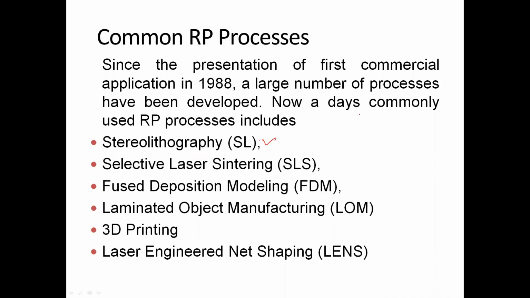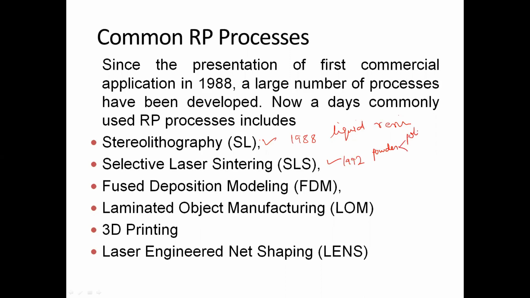This was the first process that was commercialized with respect to rapid prototyping, and it was commercialized in around 1988. And it uses a liquid resin. The second process is selective laser sintering. Selective laser sintering was commercialized in around 1992, and it uses powder.